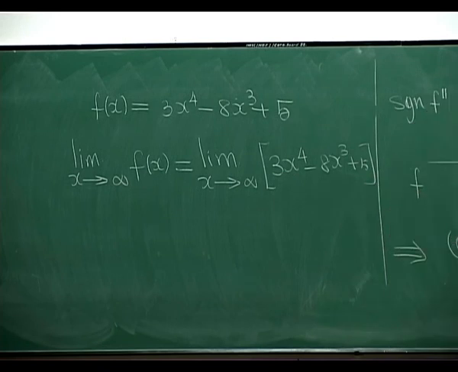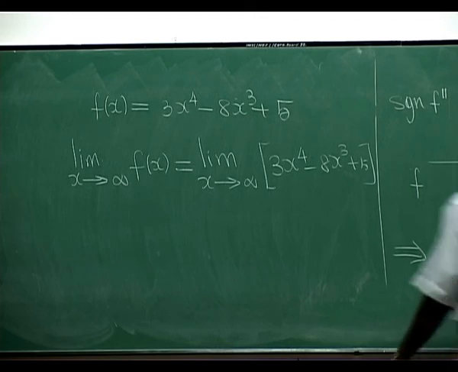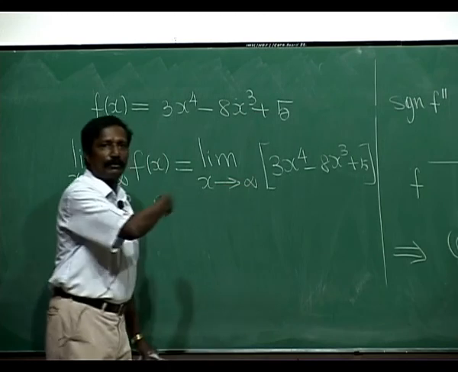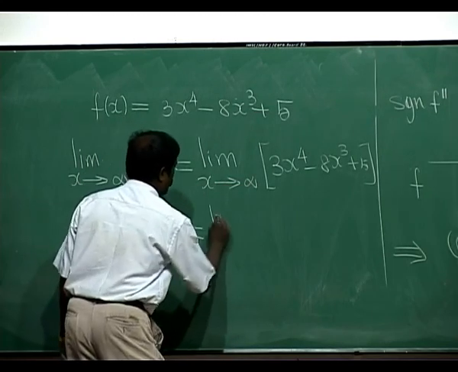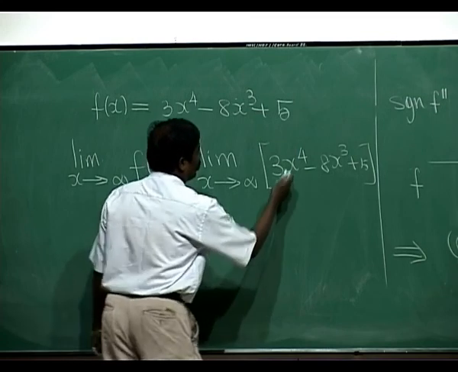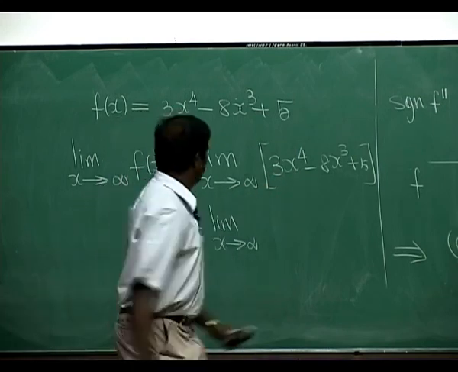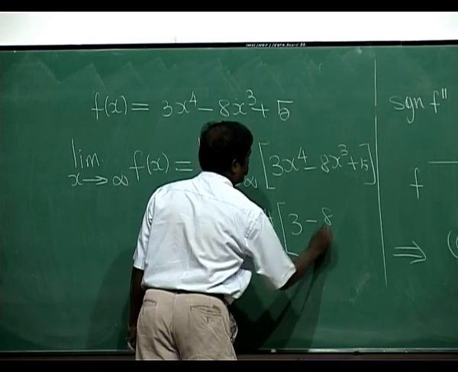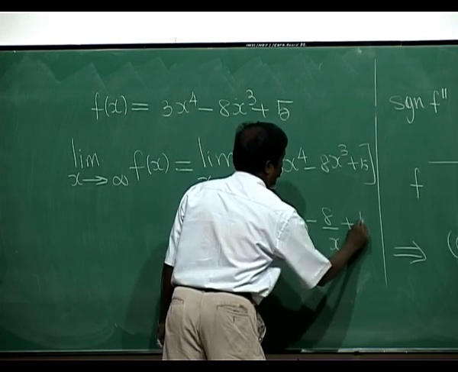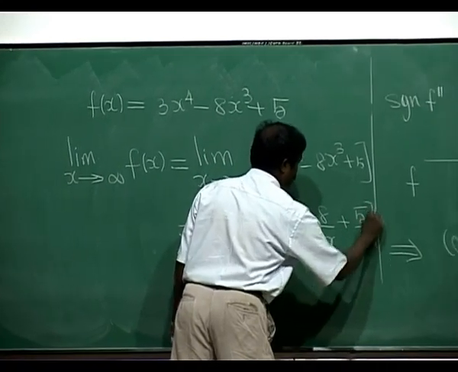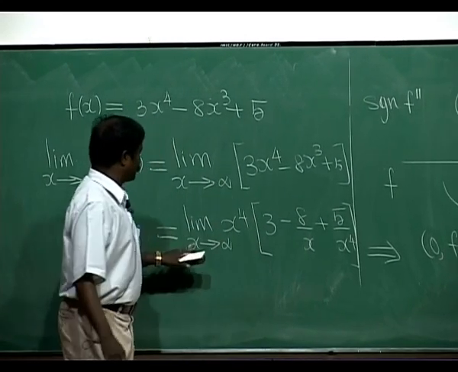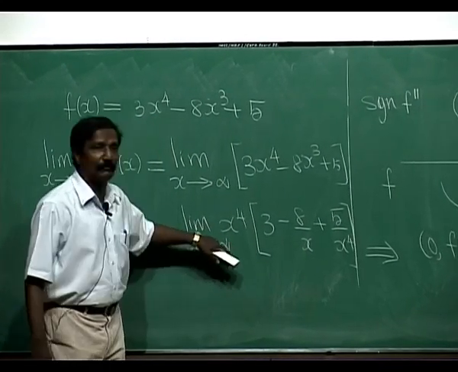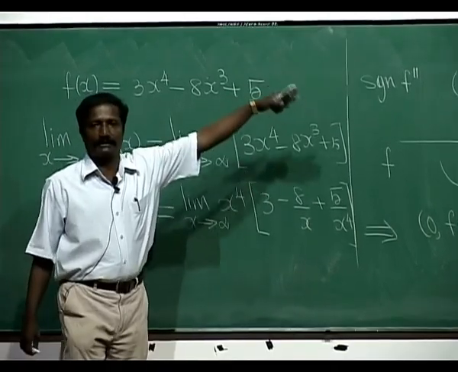How do we deal with this? No, L'Hopital's rule doesn't apply for these. So now let's see what we could do. Let's factor out the leading power, x power 4. Then we have 3 minus 8 by x plus 5 by x power 4. These are one and the same, because we are worried about x going to infinity, so x is not going to be 0. We are far away from 0, so we are okay.